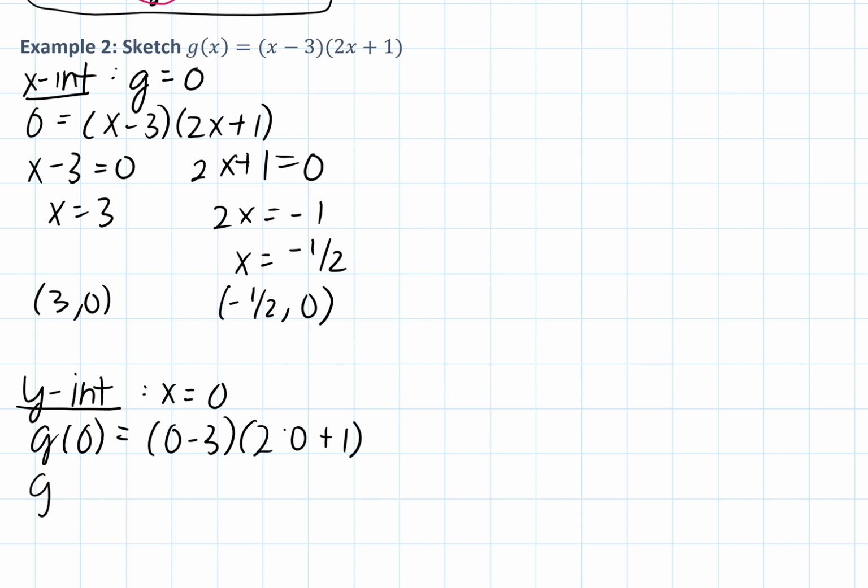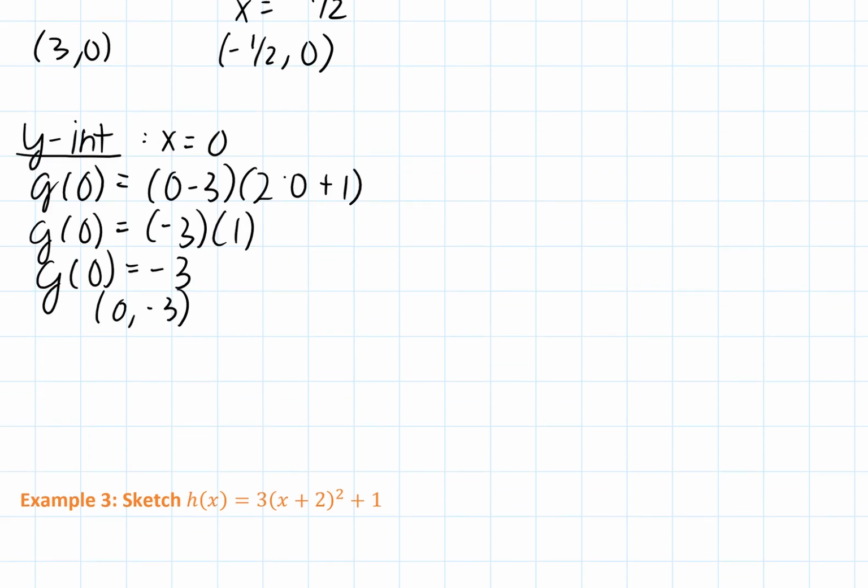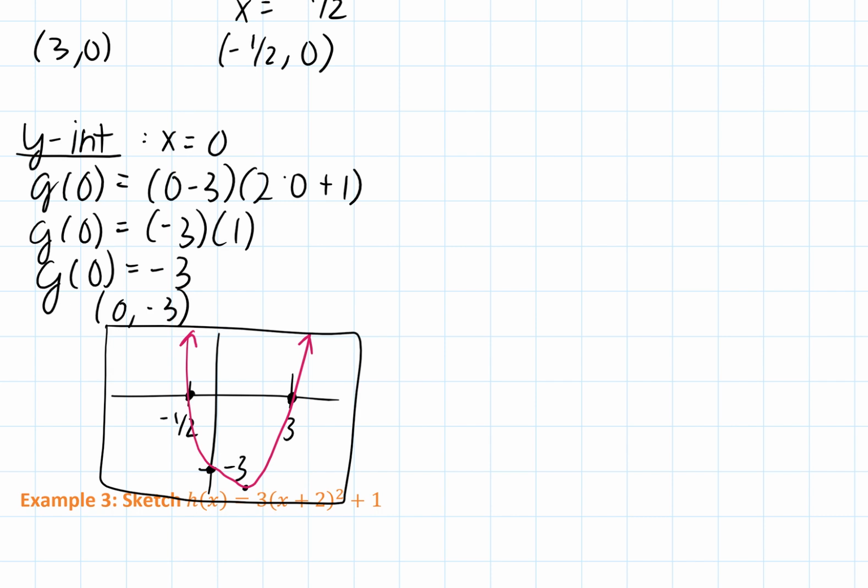Let's find the y-intercept by substituting 0 for x. 2 times 0, that'd be 0 plus 1. So g of 0 is -3. Okay, let's plot these points. Again, the vertex will be halfway in between, so maybe about there. Let's connect them. And here is my sketch, my approximate graph.